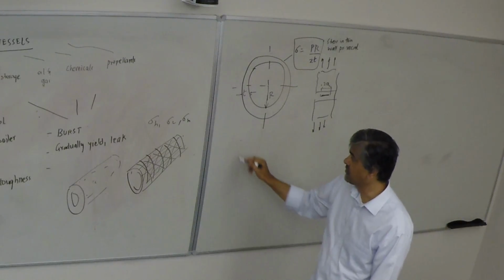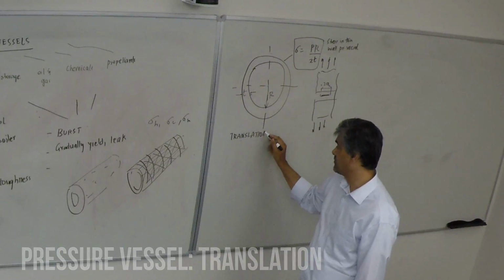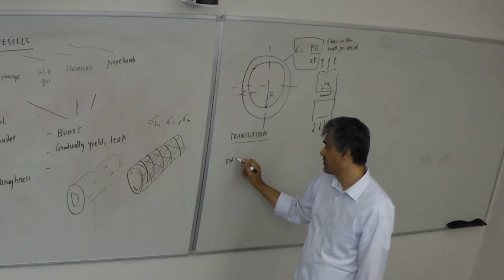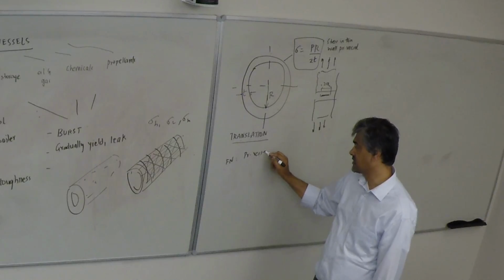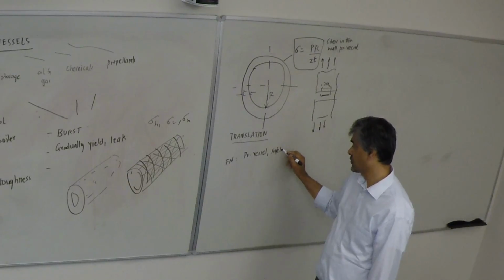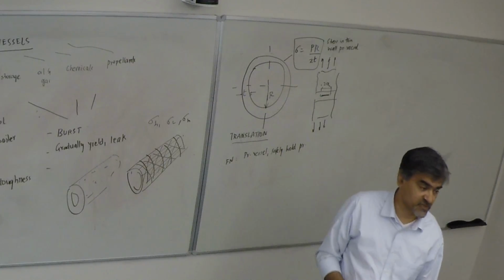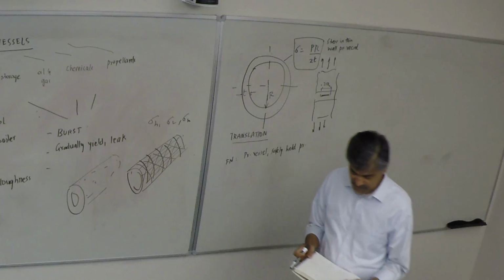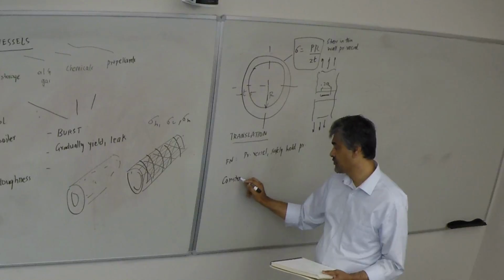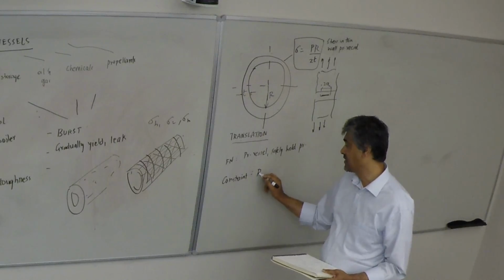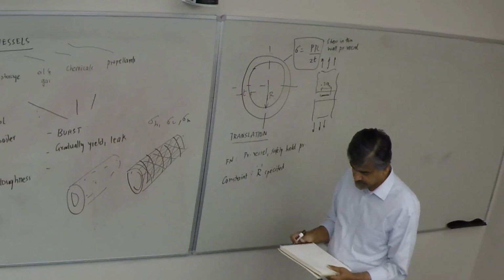So obviously when you think of the translations in these applications, you have to worry about what the function is here. The function is obviously to serve as a pressure vessel and safely hold pressure, correct? Sometimes the function is obvious, but it's good to ask yourself that question and write it down. The constraint is that the radius is specified for this case.